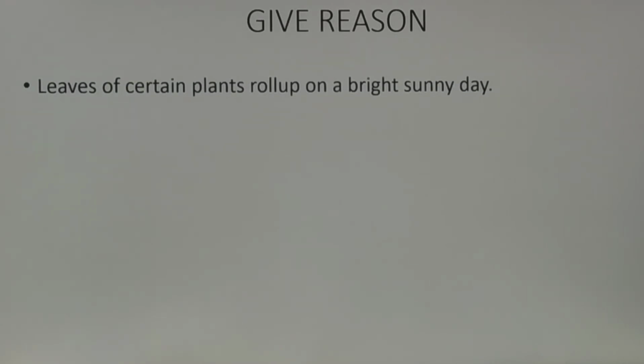Leaves of certain plants roll up on a bright sunny day. Again, the same reason, to reduce transpiration. Rolling of leaves reduces the surface area, the exposed area of the leaves, and thereby reduces the rate of transpiration.